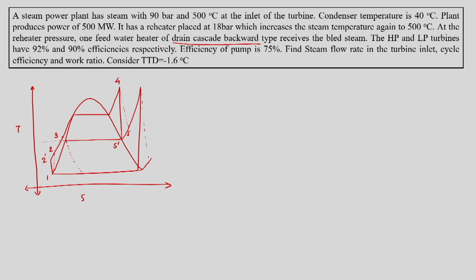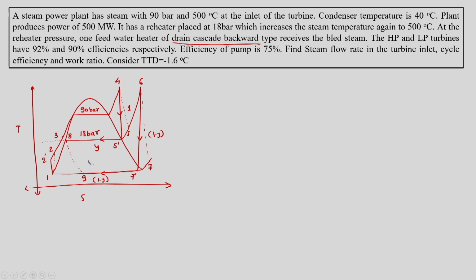and this is 6, this is 7 dash and this is 7, then this is 8 and this is 9. And so, we have this as 90 bar, this suppose we will say Y mass of steam. So, this is 1 minus Y, 1 minus Y here, 1 here, and this is 18 bar. It is told that it is 40 degree Celsius.